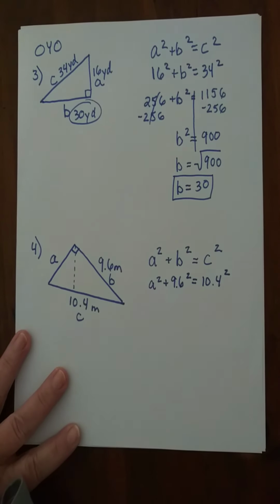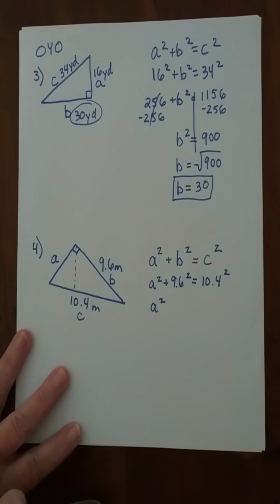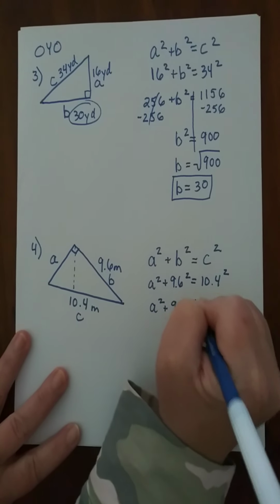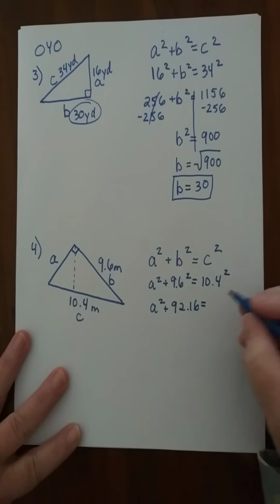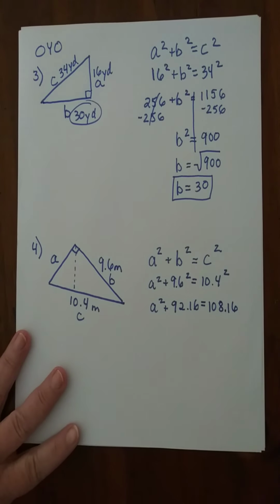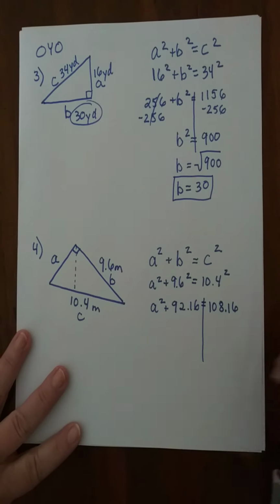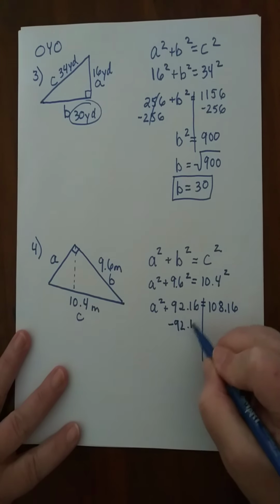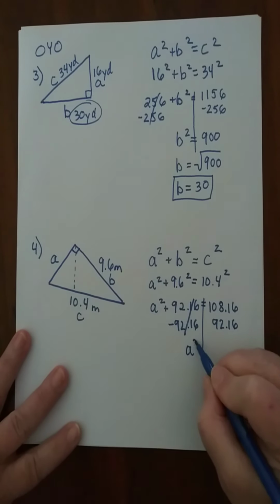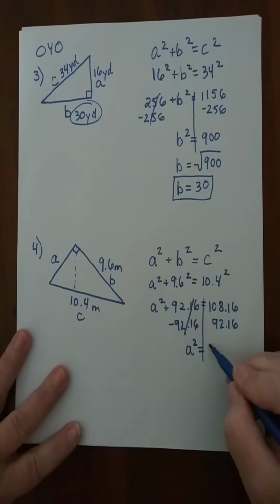All right, now let's go ahead and simplify. A squared stays the same. 9.6 squared equals 92.16, and 10.4 squared equals 108.16. All right, we want to get our variable A by itself, so I have to subtract 92.16 from both sides. These cancel out, so A squared is all alone, which is what we wanted. And when I do this subtraction, I end up with 16.